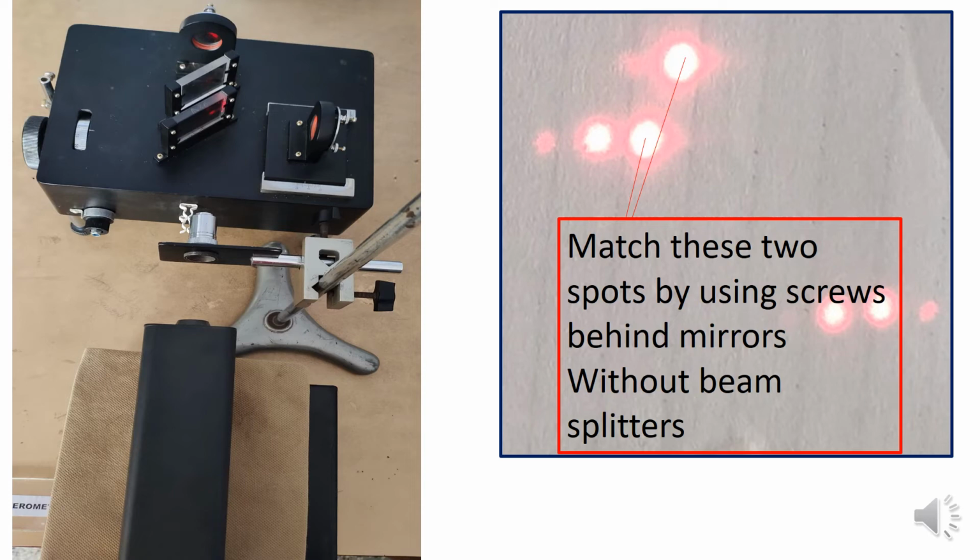Otherwise we are also seeing many spots, but those we are not considering. Those are due to many reasons, not one reason. Maybe multiple reflections are there. That can be by any reason. So what will happen after matching these two spots? When they are matched, then we will put this beam splitter in the path.